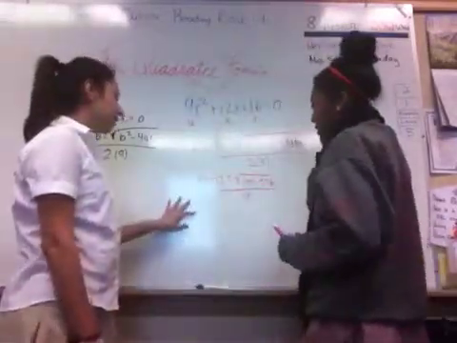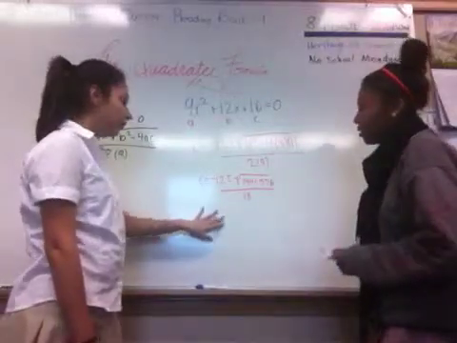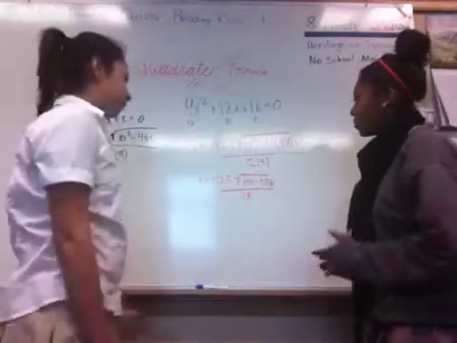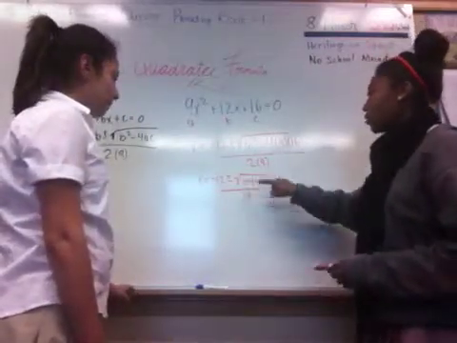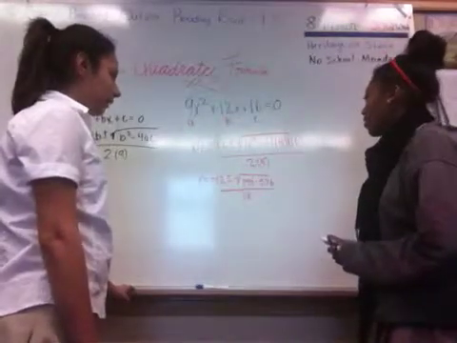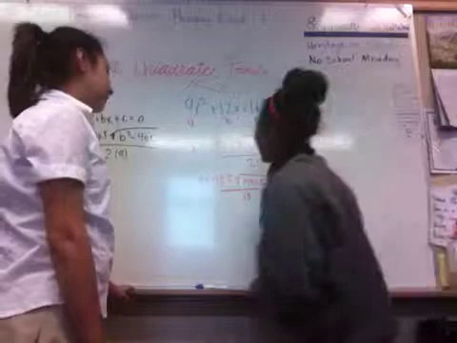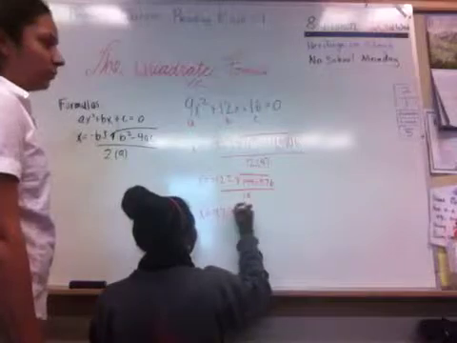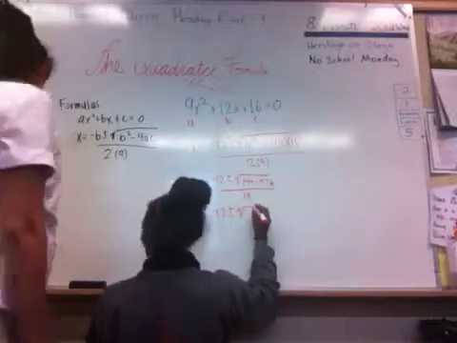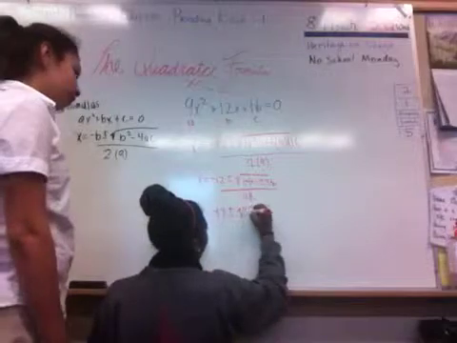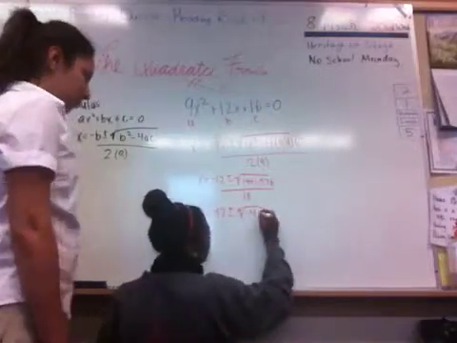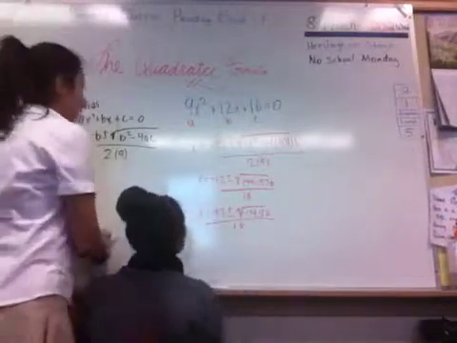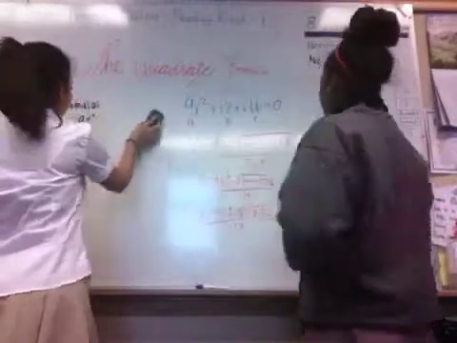So then your next step is x equals negative 12 plus or minus the square root of negative 432. And that is from subtracting 576 from 144. Okay, so x equals negative 12 plus or minus the square root of negative 432, all over 18. Okay, we're going to erase this part.